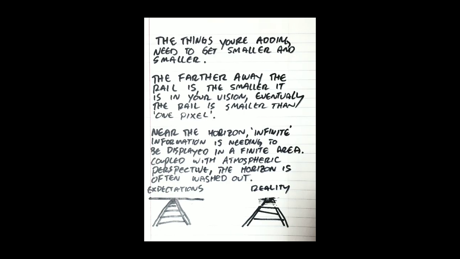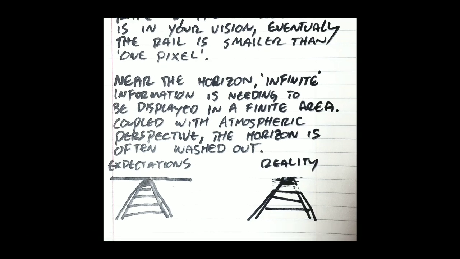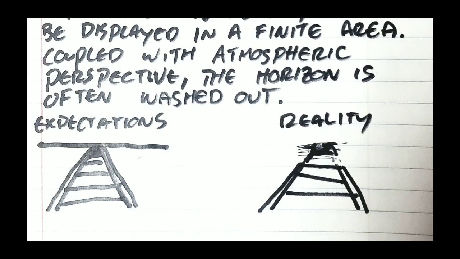So I'll just read this. The things you're adding need to get smaller and smaller. The farther away the rail is, the smaller it is in your vision. Eventually the rail is smaller than 1 pixel of your vision. Near the horizon, infinite amounts of information is needed to be displayed in a finite area. Coupled with atmospheric perspective, the horizon is often washed out. Here's your expectations on the left, but what's a reality? It kind of tends to look more like this and get smudgy.